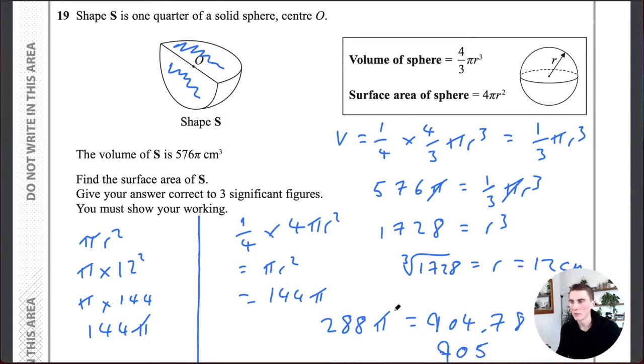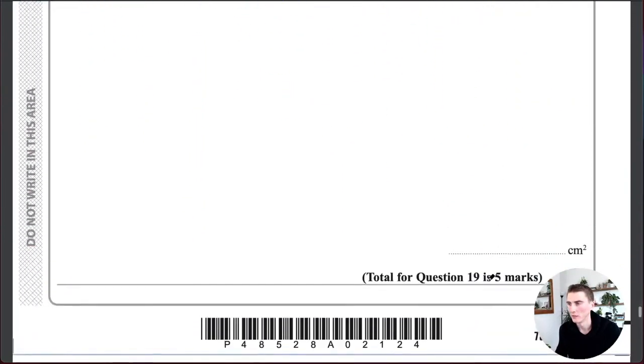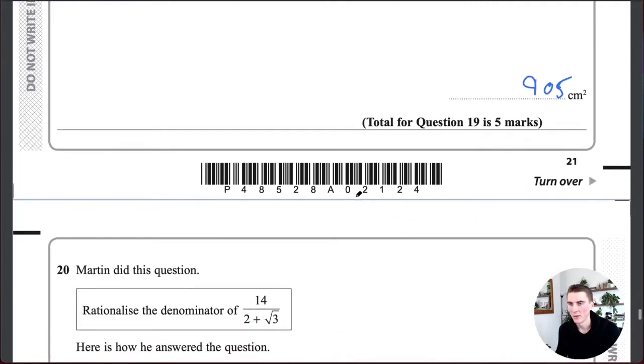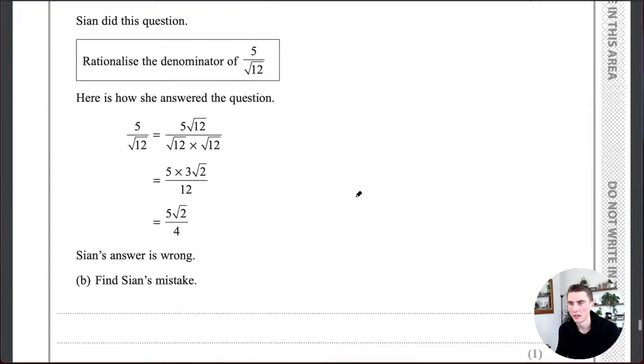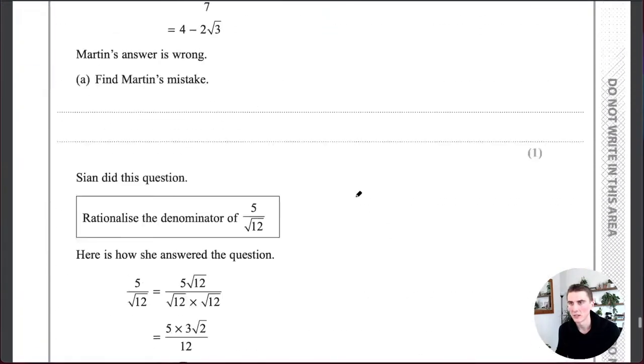That's it. Round up to 905 centimeters squared, but they probably give us the units. And that's it. 905. That's all done. All right, I think second last question now.